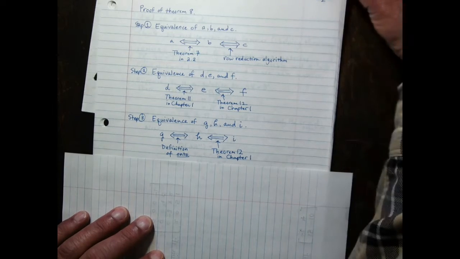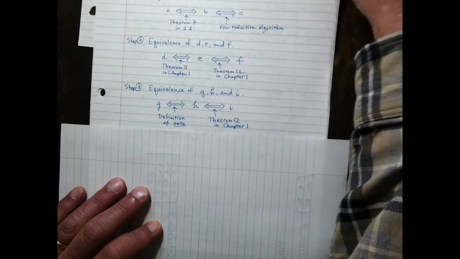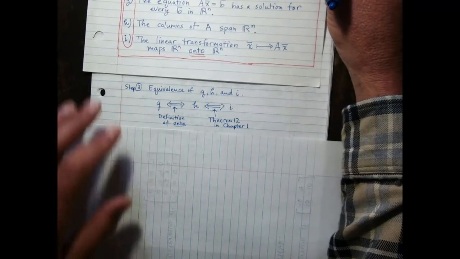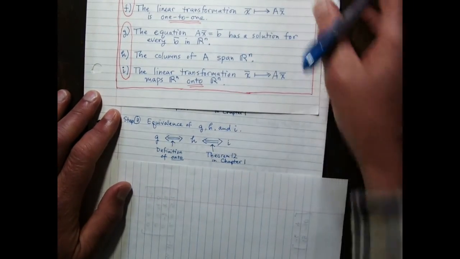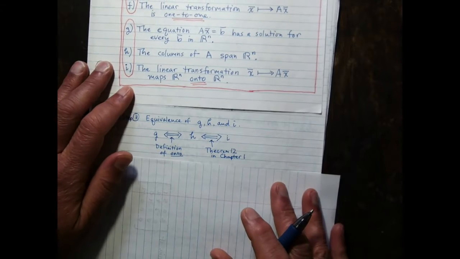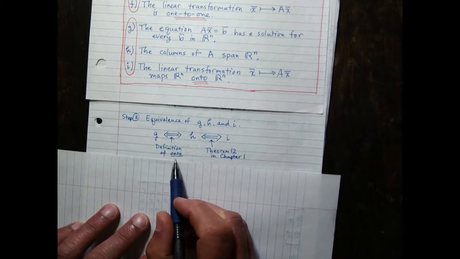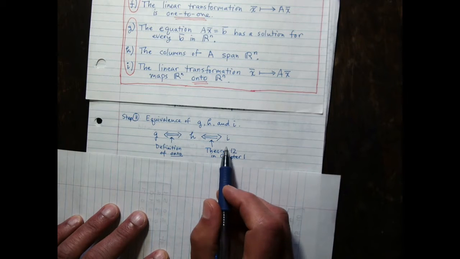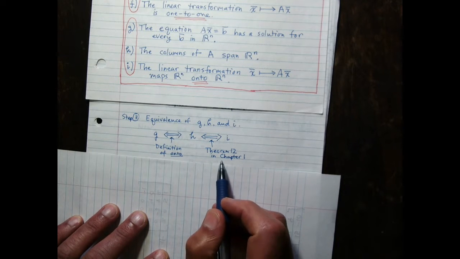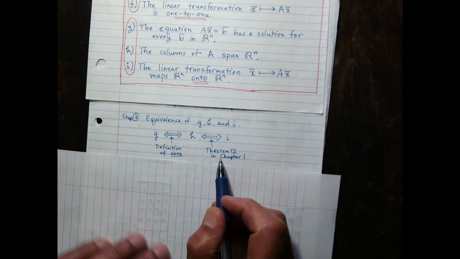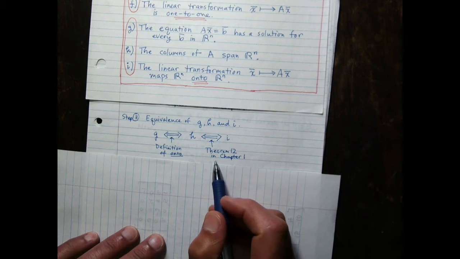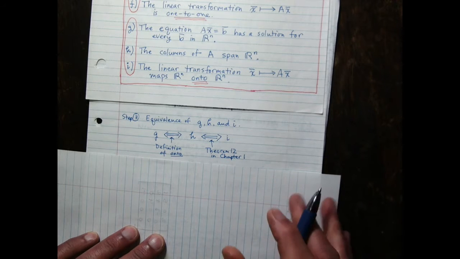Step 3 is the equivalence of G, H, and I. And let's see if I can get those to appear here on the screen. And really G and H are equivalent because of the definition of onto. That's just what onto means. And H and I are equivalent. That's also theorem 12 in chapter 1. That's the onto portion of that theorem about onto and one-to-one linear transformations. So those are sort of the more straightforward steps in the proof of this theorem.